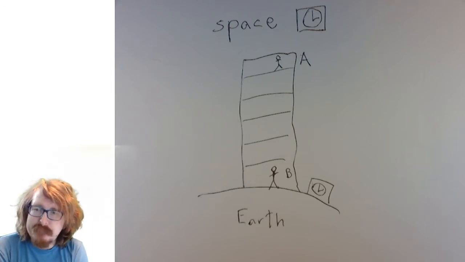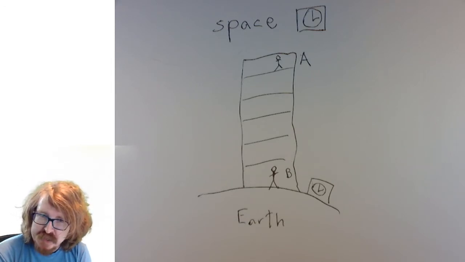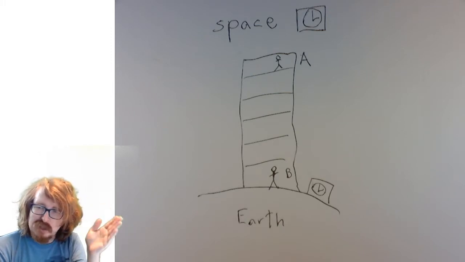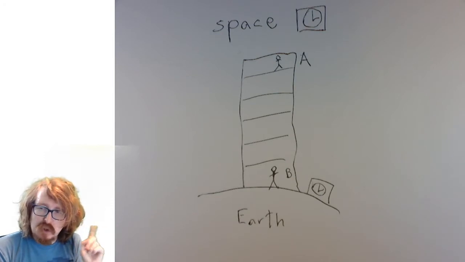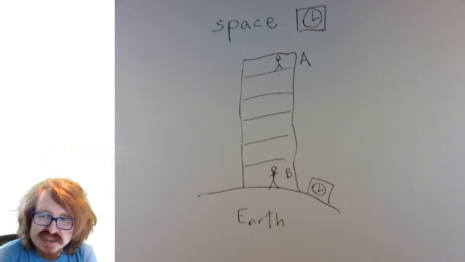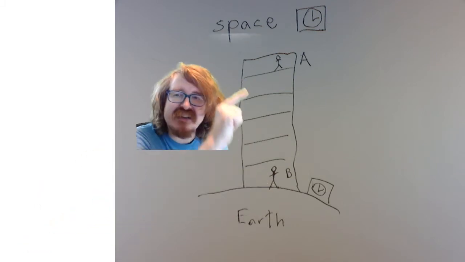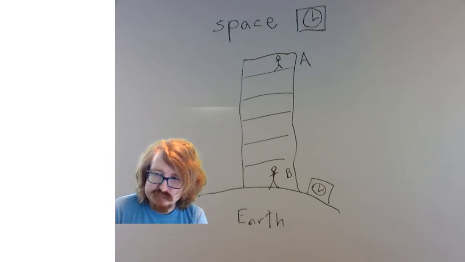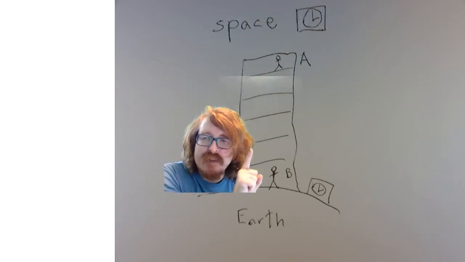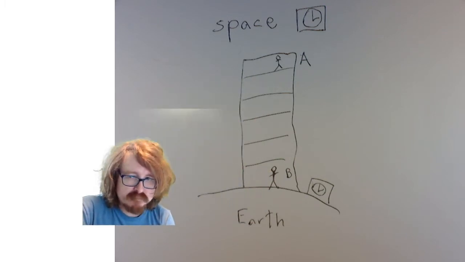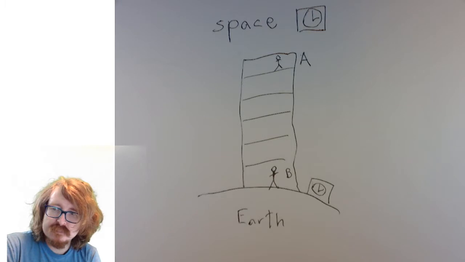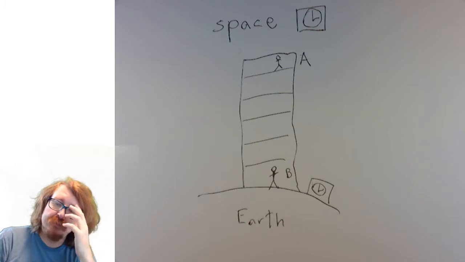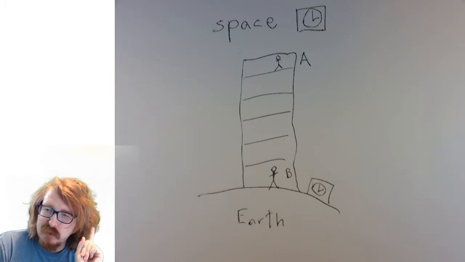Guy B, right? B feels more gravity from the Earth because B is closer to the Earth. So B feels more gravity. So, because B feels more gravity than A, that means time is different for them. Guy A or guy B, who has slower time in this scenario? A or B?